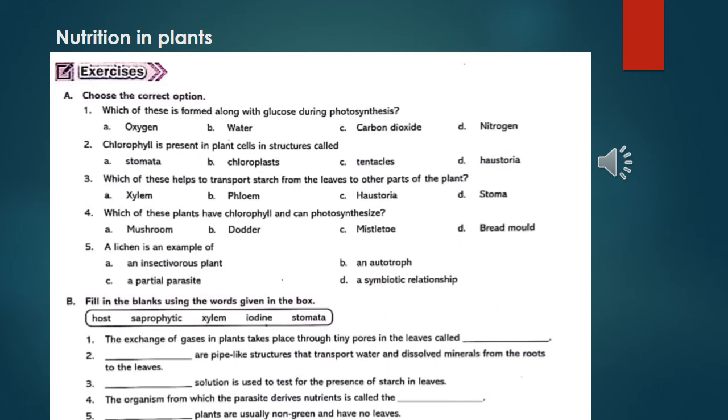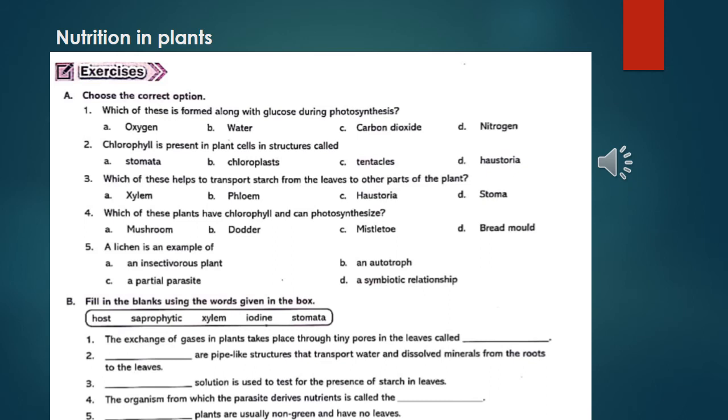Mistletoe. A lichen is an example of insectivorous plant, autotroph, partial parasite, and symbiotic relationship. Answer is symbiotic relationship. Lichen usually grows on rock and in a pure environment. The litmus paper we extract from lichen plant, and with the help of litmus paper we detect whether any medium is acidic or basic.